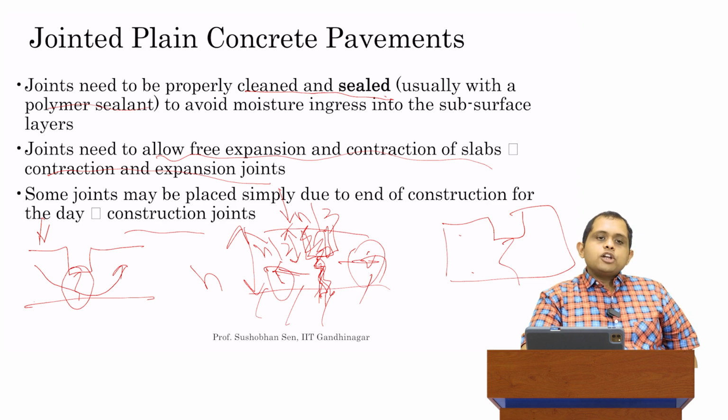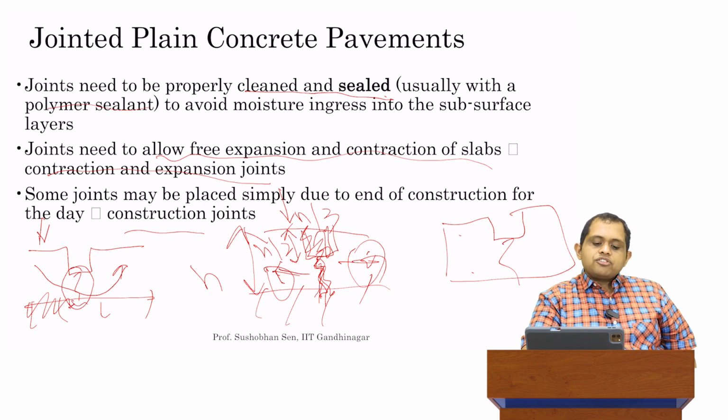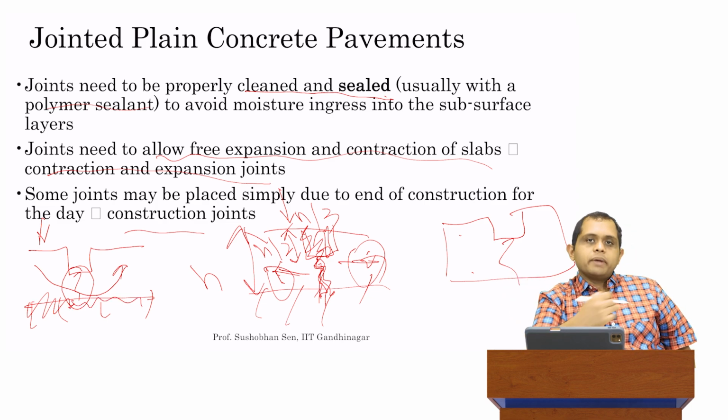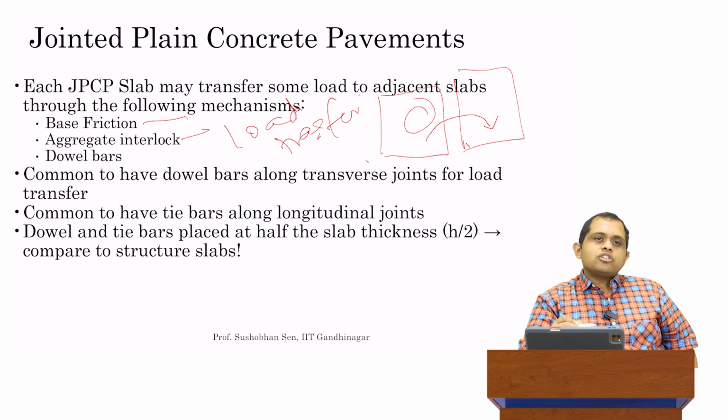Similarly, the slab is sitting on top of a base layer. The base layer itself is going to have some friction. Because the base layer is a continuous layer, when you have some amount of load on the loaded side, it's automatically going to be transferred to the unloaded side. So the two simple mechanisms which are present in almost all JPCP sections are base friction and aggregate interlock.